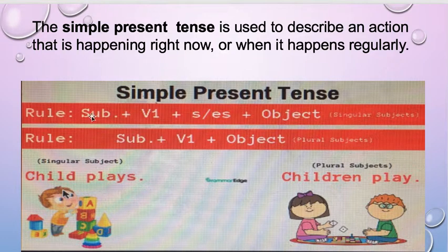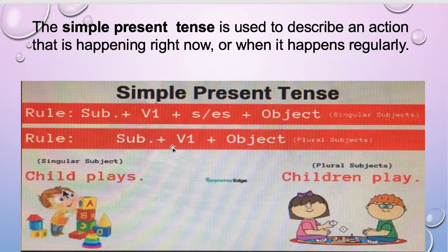Okay, the first rule: subject plus base verb plus s or es plus object. Second one, subject plus verb plus object. So when the subject is singular, the verb will be plural. So we will add s or es to the base form of the verb. Okay, when subject is plural, then the verb will not be changing. It will be in the form of base verb only. We will not make any changes to the base form of the verb.